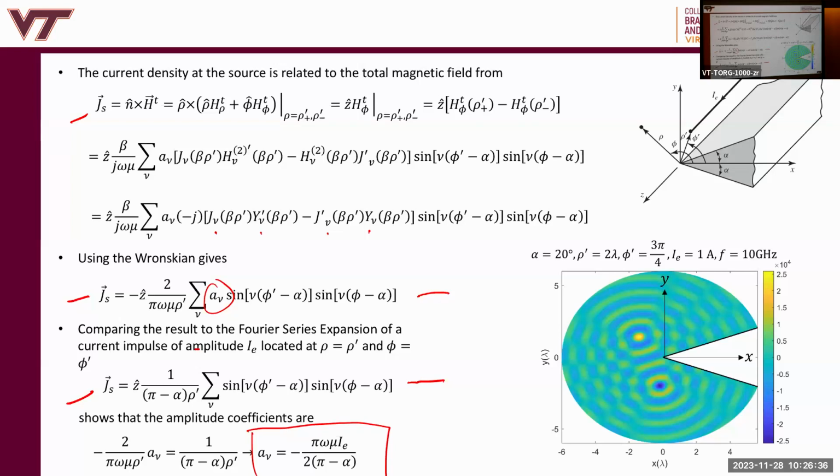A nu is, okay, so here's an example. I plotted for alpha equal to 20 degrees, so this angle here is 20 degrees. And rho prime, the line source, is located at rho equal to 2 lambda and phi prime equal to 3 pi over 4. So it's here. The line source has a current of 1 amp and it's at 10 gigahertz.